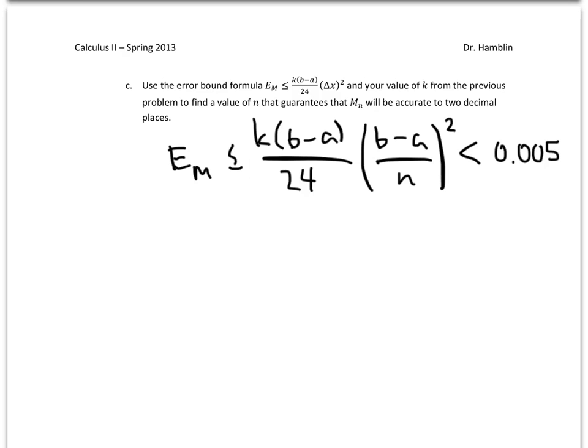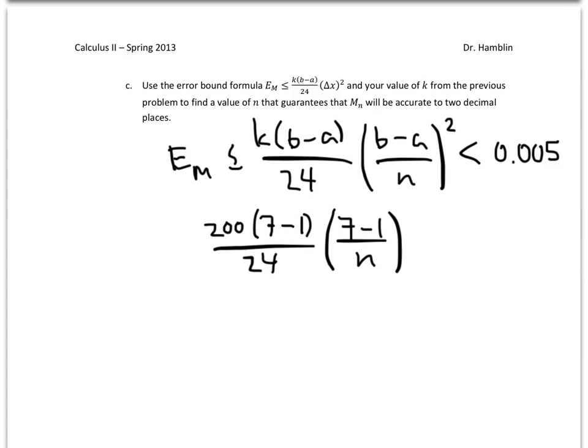So let's plug in what we know. We know k is 200, we know b is 7, we know a is 1, 24 is 24, b is 7, a is 1, n is this unknown thing that we're looking for, and now we just have an inequality that we have to solve. 200 times 7 minus 1 over 24, that simplifies down to be 50. 7 minus 1 is 6, so 6 squared is 36 over n squared. And we've still got the 0.005 over here. And so now when we want to solve for n, we're going to multiply both sides by n squared.